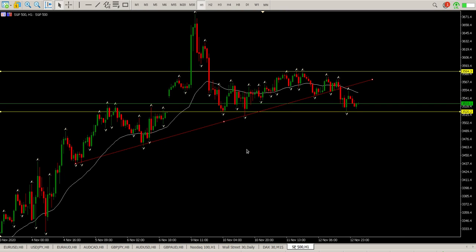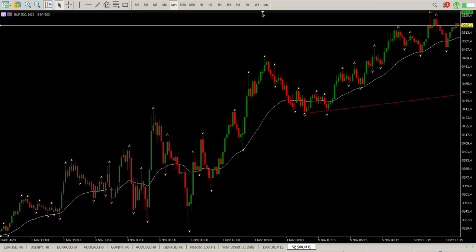I think we'll probably find some noise that's going to take us back, if not to the middle of this range, to test this trend line here, possibly right the way to the top of the range. I think those are the two lines in the sand. For us to continue moving to the upside, we need 35.84 to give way, and for us to continue moving to the downside, we need 35.20 to give way.